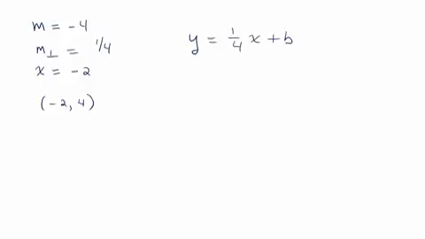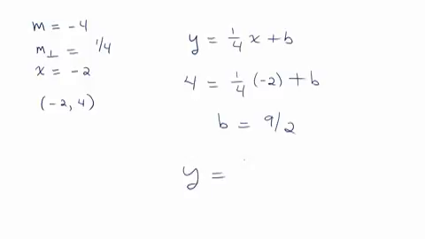So again, using y equals mx plus b, we know that y equals 1/4 x plus b, and we know that when x is -2, y is 4. So we get 4 is equal to +1/4 times -2 plus b. And solving this equation for b, we get a b value of 9/2. So putting this all together, we get the equation y equals 1/4 x plus 9/2. That would be the equation of the normal line.